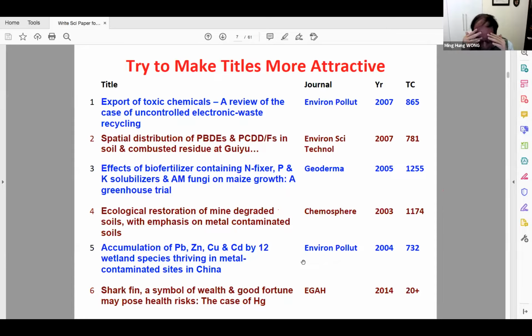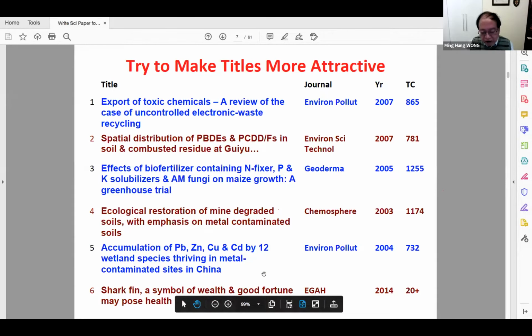So the second one, it's also e-waste. I took part in a project supported by Hong Kong government and also the Chinese government, looking at the health effects of e-waste. So we've been working on that and published a few papers. So these are some examples. Number 4, ecological restoration of mine degraded soil with emphasis on metal contaminated soil. So try to make your title simple and attractive.